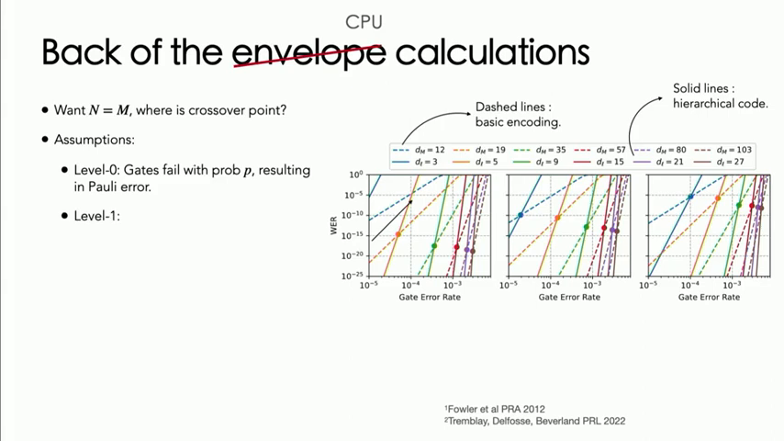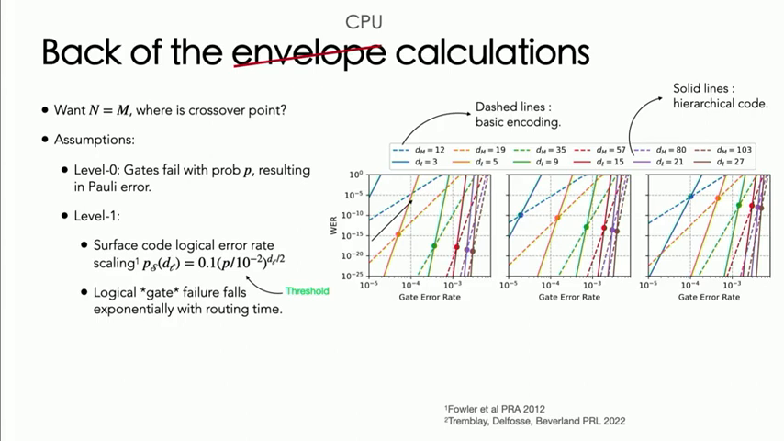So to make these sorts of estimates, what we're doing is that we have assumptions on our noise model at various levels. On level 0, assuming that all of our gates fail with some probability p, and I'll return to this assumption in a sec. Second, on level 1, we're assuming that the surface code has an error rate that falls exponentially below some threshold. We're assuming that the threshold here is roughly 10 to the minus 2, and below that threshold, it's falling exponentially as follows.